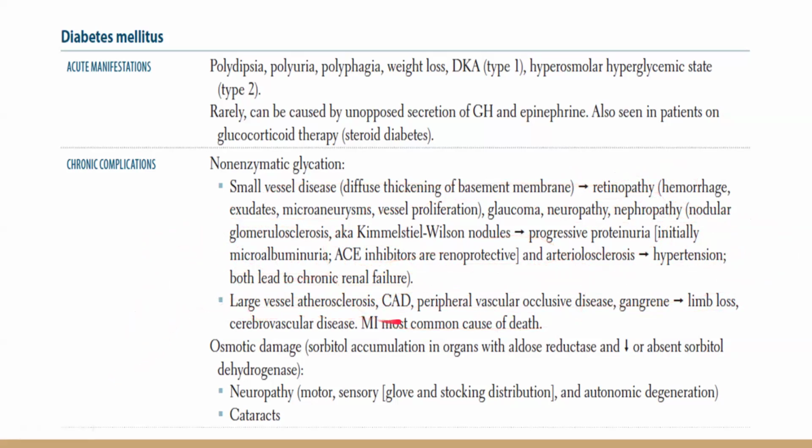Large vessel atherosclerosis. So you have coronary artery disease, peripheral vascular occlusive disease, gangrene. Gangrene is basically necrosis. How do I explain this? Think about it like this: there's loss of blood supply to your distal parts, for example fingers. I guess frostbite is one way to think about it. So there's loss of blood supply to your fingers, etc.